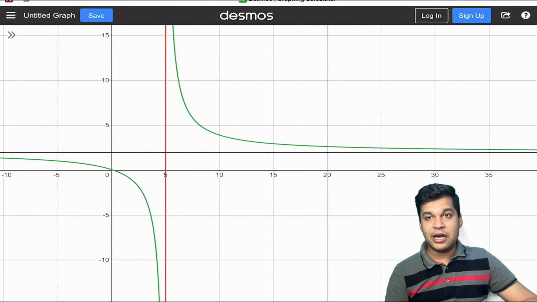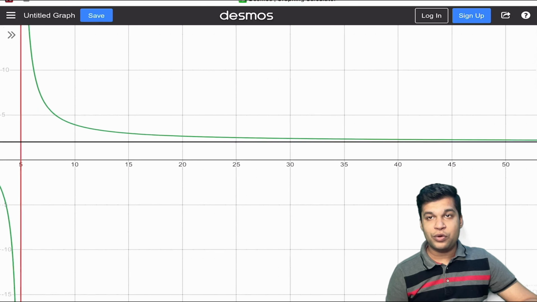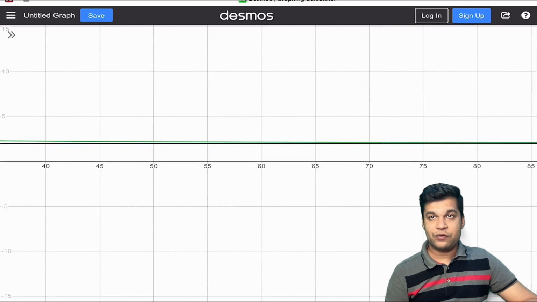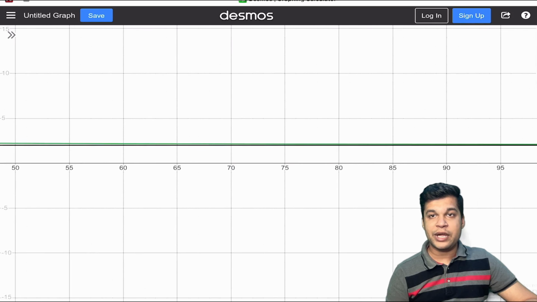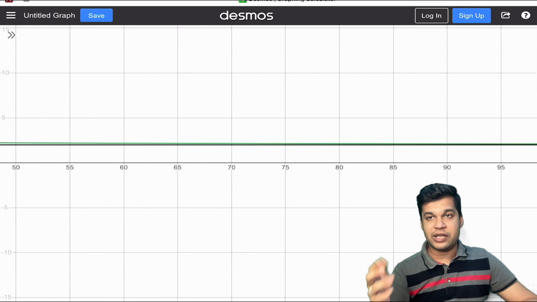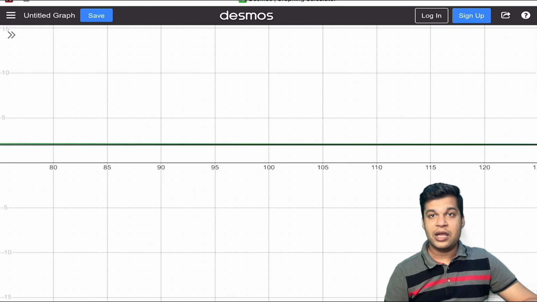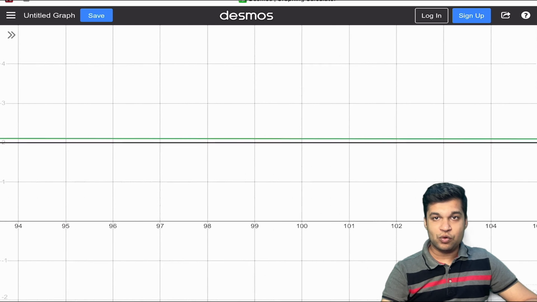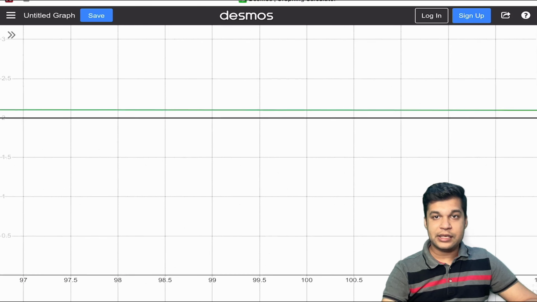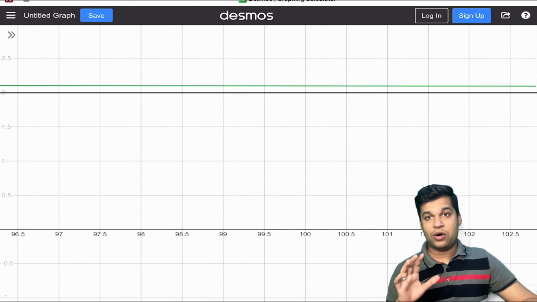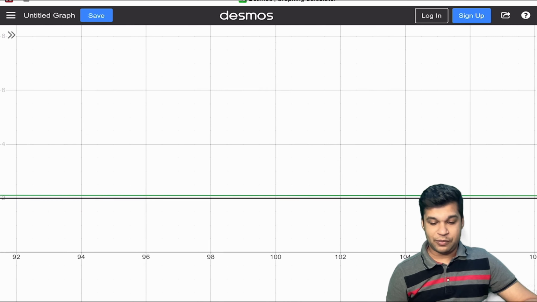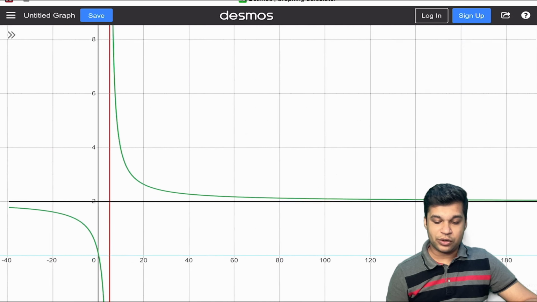If you observe, this black line is continuously trying to approach the curve and trying to touch it, but it never touches. Now you will say at x equal to 80, 85, 90, 95, it's touching, right? But no, if you zoom it a bit, you can see that they are not touching at all. So this black line is known as the horizontal asymptote.